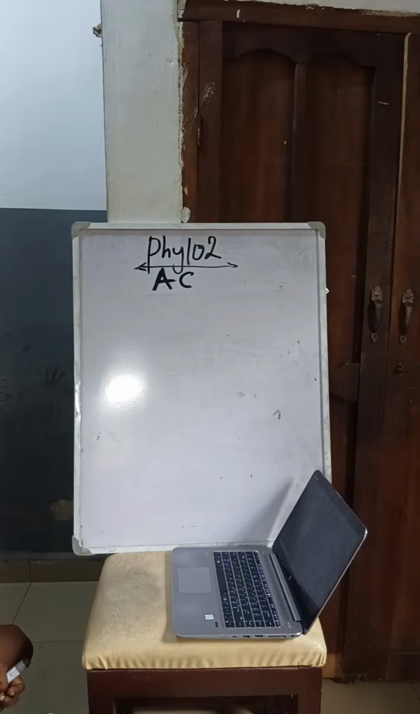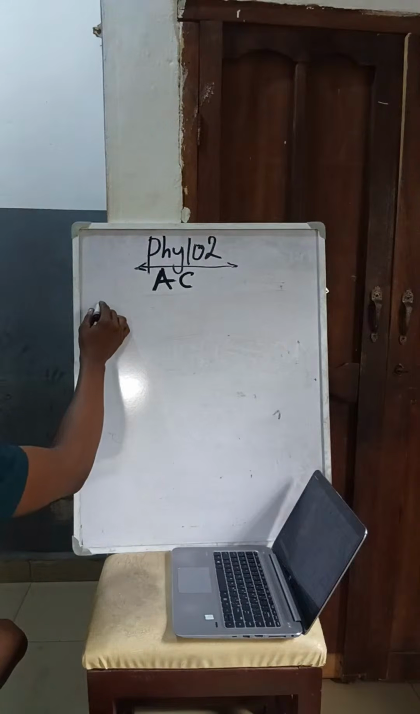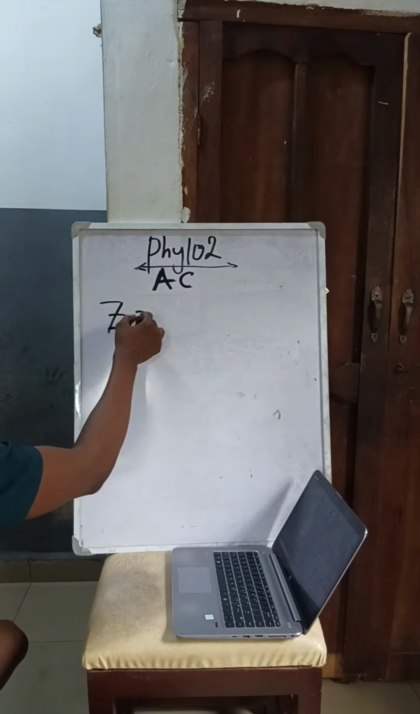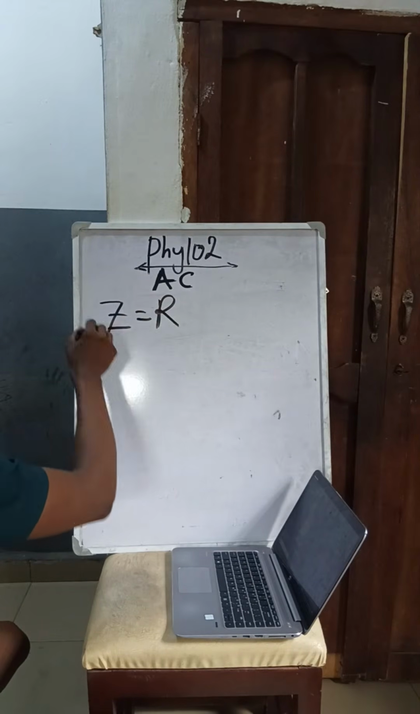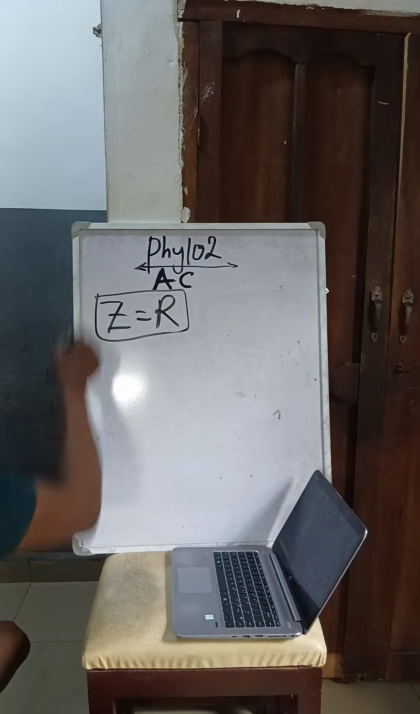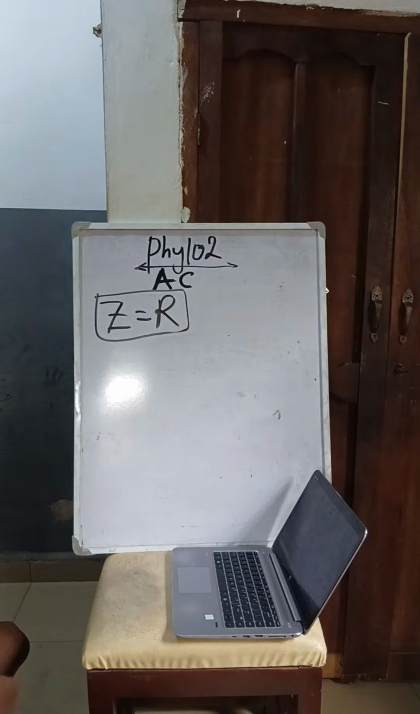All right, so what is the impedance of a resistor in an AC circuit? The impedance of a resistor in an AC circuit, Z, is equal to R.